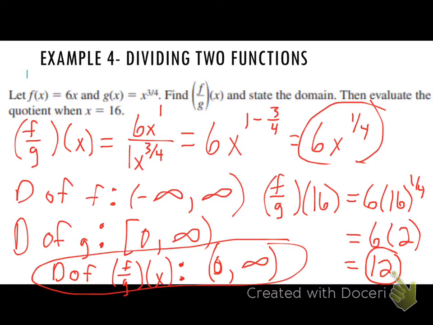How did I get 16? It wanted me to evaluate the quotient when x equals 16. So I plugged 16 into my new function, f divided by g of 16. Does that make sense? Okay. Any other questions before I end the recording?